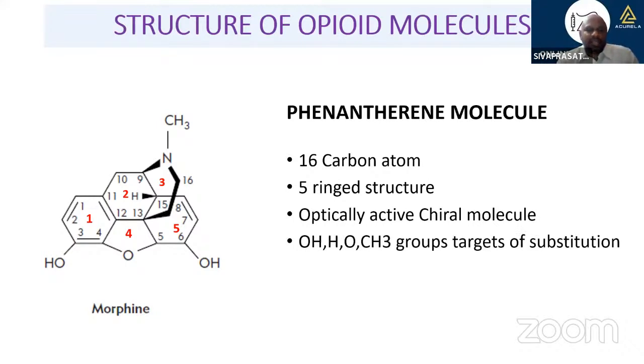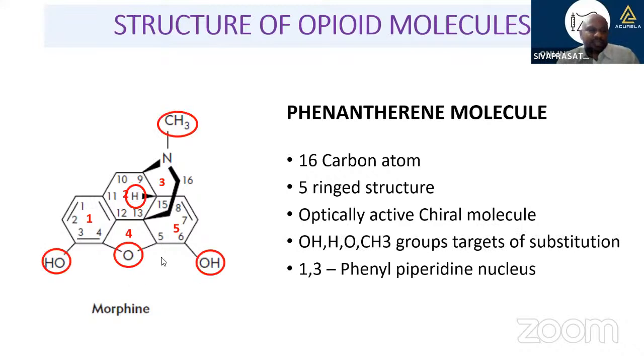And you can see here, there are some targets of substitution. The hydroxyl group on the two ends, the keto group, and the methyl and the hydrogen group are all targets of substitution, so that we can produce newer compounds with a better pharmacological profile. Look at this, the first benzene ring and the third one. These two together are called the phenylpiperidine nucleus, from which the newer agents, fentanyl, sufentanil, everything, are developed from this 1 and 3 nucleus alone.